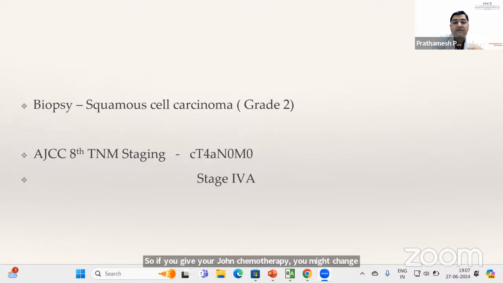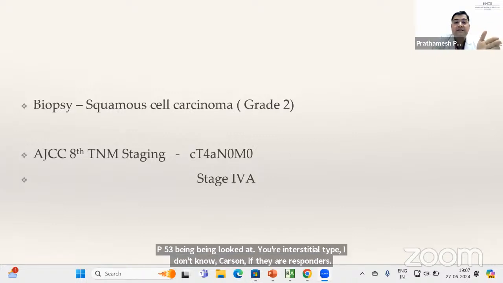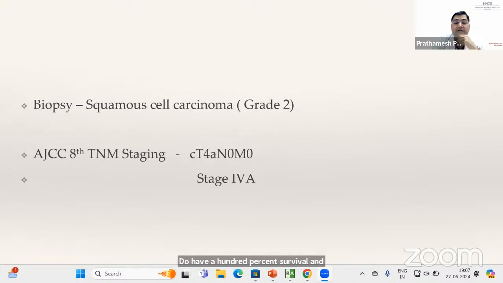You might bring them into the realm of cure. So we know that if you have molecular signatures such as P53 being looked at, your intestinal type adenocarcinomas, if they are responders, do have 100% survival. And in 2011, Lisa Licitra's group has shown this data.